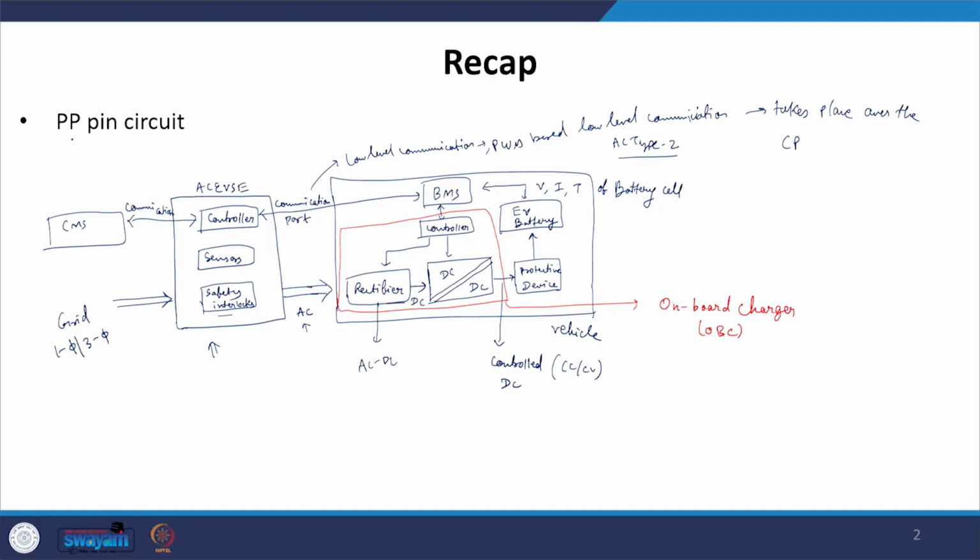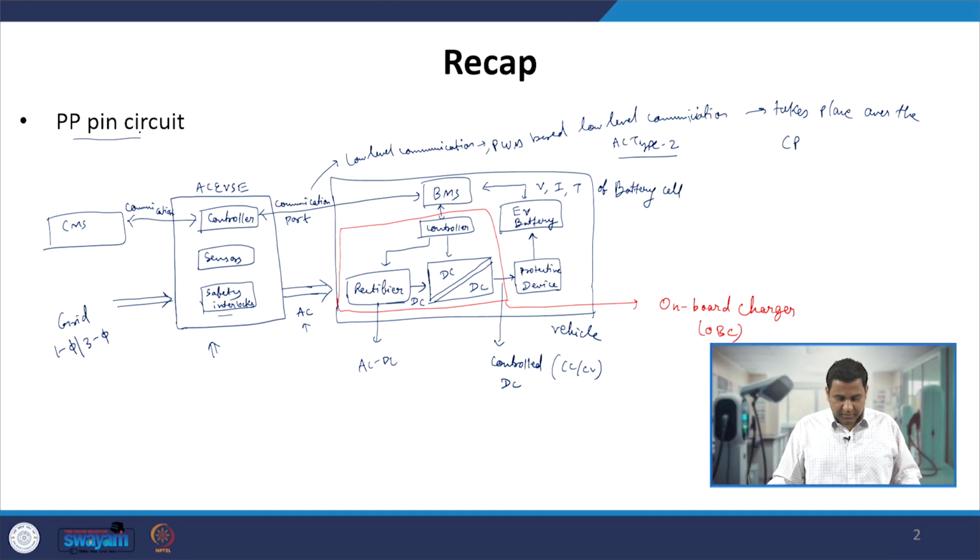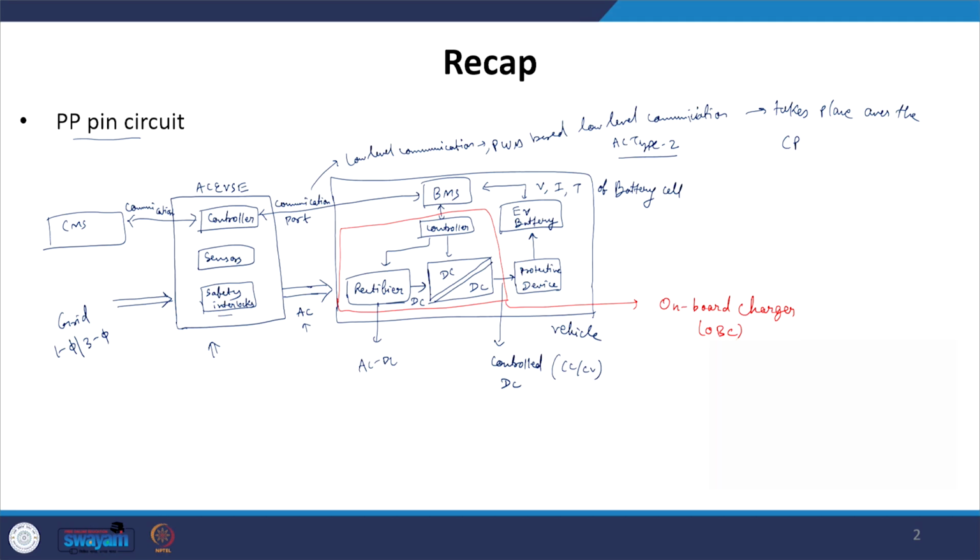So let us recap. We have understood what is there in the PP circuit, the proximity pilot pin circuit. We know that in AC charging all our power conversion is taking place inside the vehicle using the onboard charger. However, the EVSE, the electric vehicle supply equipment, does only metering, monitoring and protective functionalities, and gives the AC at its output, which will be directly plugged into the vehicle.